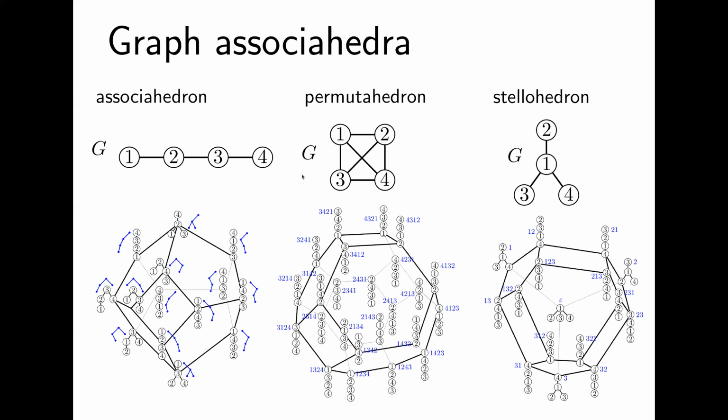If you take the complete graph, you get the permutahedron. Here you see the corresponding elimination trees in black, and in blue the corresponding permutations. Here you see the stellohedron for a star. You see the corresponding elimination trees in black, and in blue, these are partial permutations which you get by reading off the labels on the handle of the broom and ignoring all the other labels.